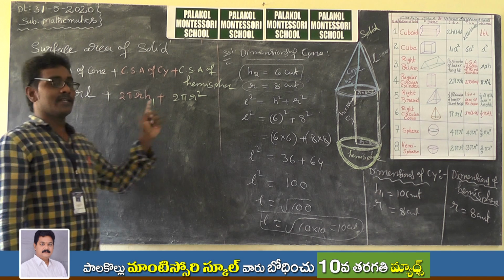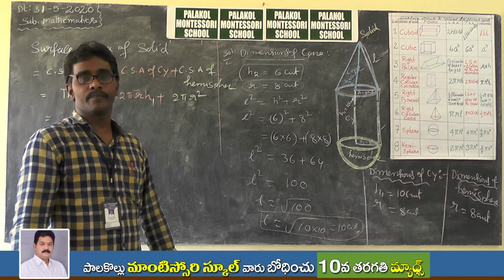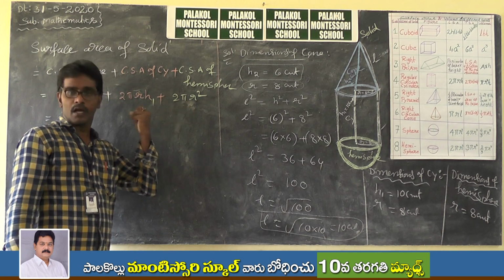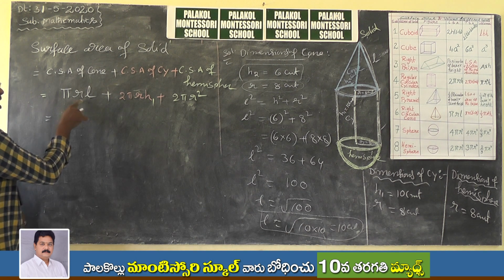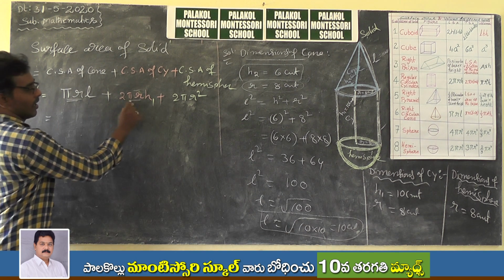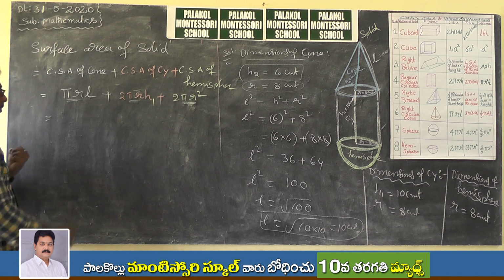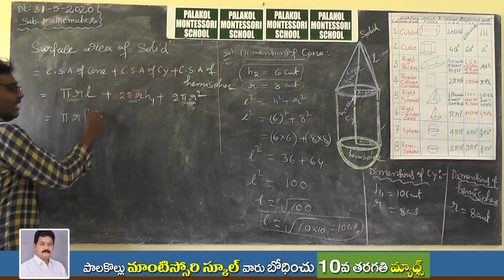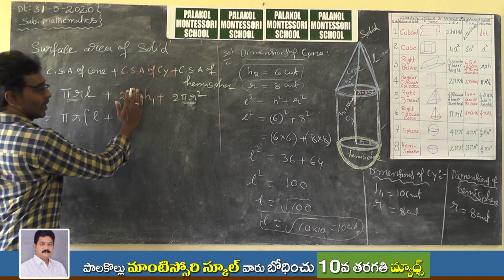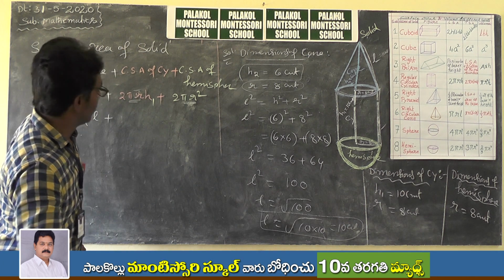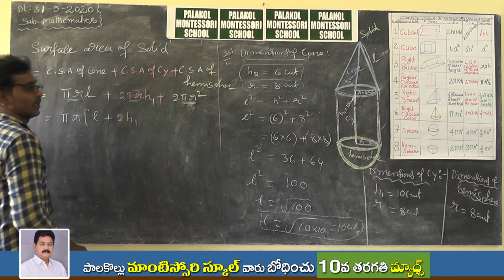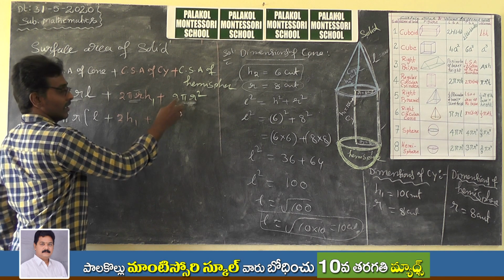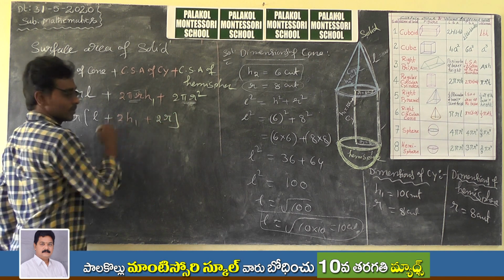Guys, here how many terms are there? 3 terms are there. In the 3 terms, check which one is common. Pick it outside. See, here pi r, here pi r, here pi r. Come, pick out pi r. What remains in the first term? L plus. Pi r is common. What remains here? 2h1 plus h. Here pi r is common. Here remains 2r. Okay guys.